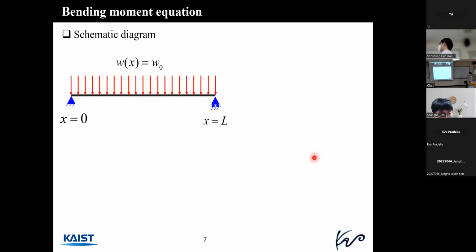Our beam model can be explained like this. x equals 0 and x equals L mean the simply supported points, and at this time L is the length of the beam. And as I explained earlier, the fluid force can be assumed to be a uniformly distributed force, w(x) equals w0, a constant.